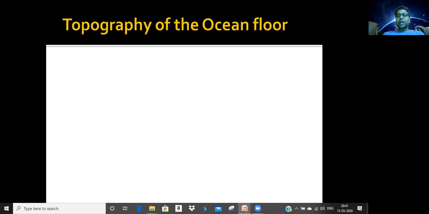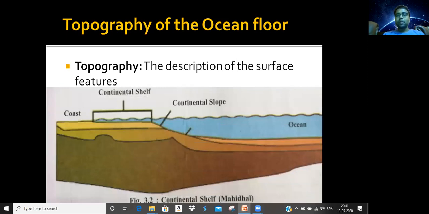Now, I'm not going into the details of the other oceans, but what is more important from your exam point of view is that you should know the general topography of the ocean floor. You will ask me, obviously, what do you mean by topography? Well, topography is nothing but the description of the surface. How is the surface? Is it smooth? Is it rough? Is it hilly? Is it plain? So all these descriptions are known as topography.